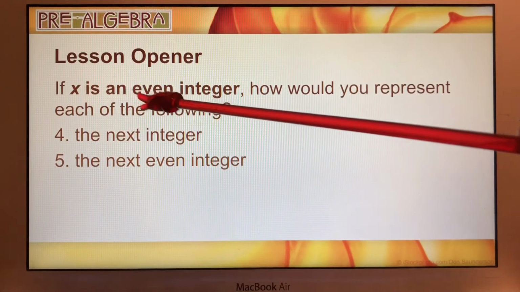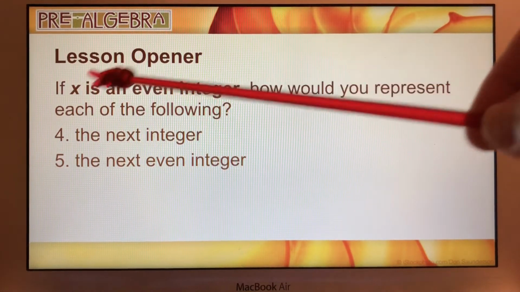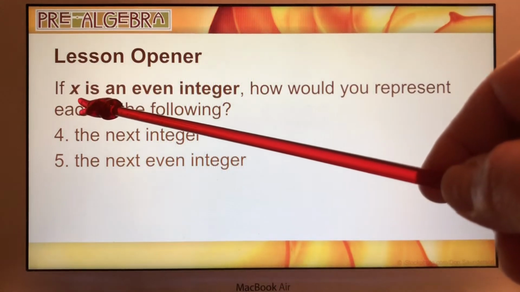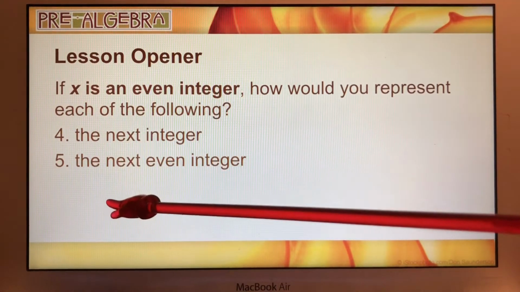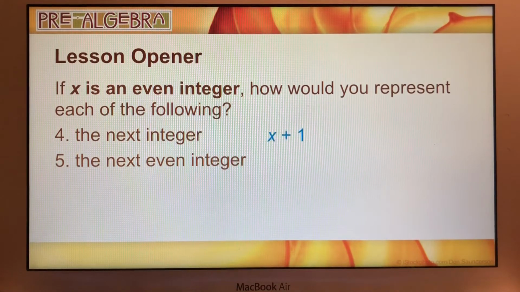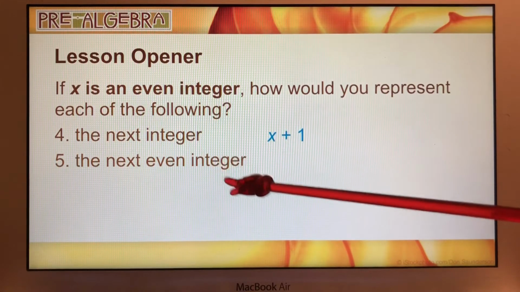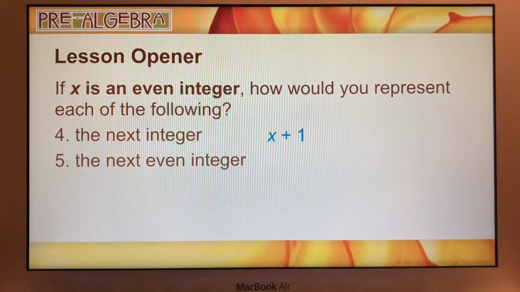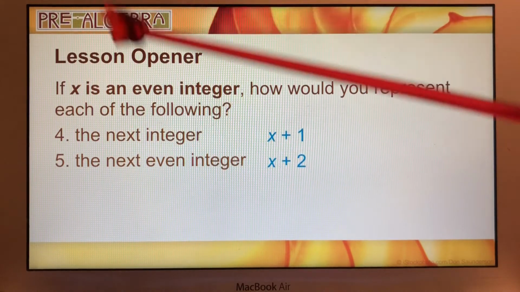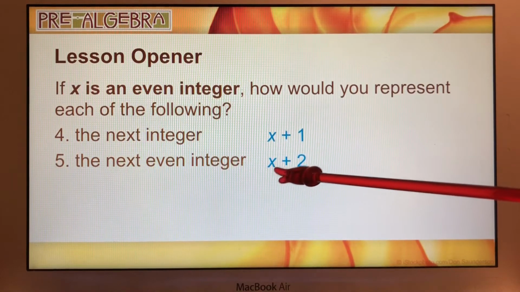If x is an even integer, how can we represent each of these? Well, if we just simply state x is an even integer, then we can say the next integer is x plus 1. But then if we want to find the next even integer, that's 2 away from this even integer, isn't it? So then that's going to be x plus 2. So we have x is one even integer. If we want to find the next even integer, that's going to be x plus 2.